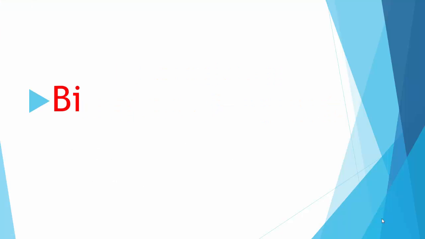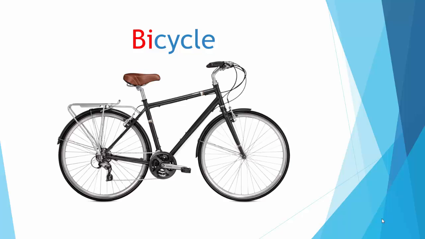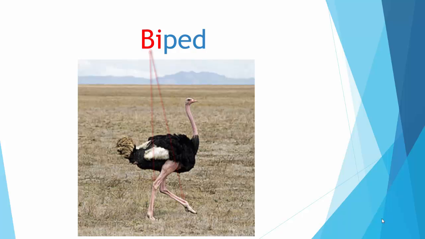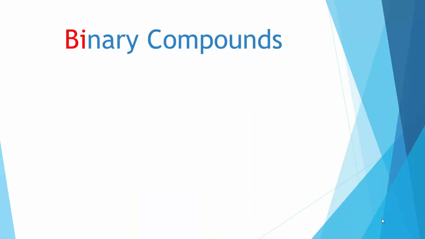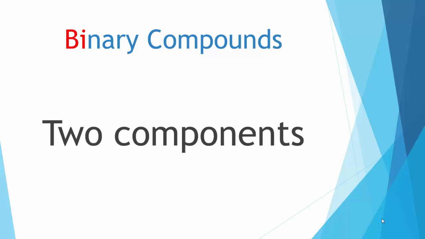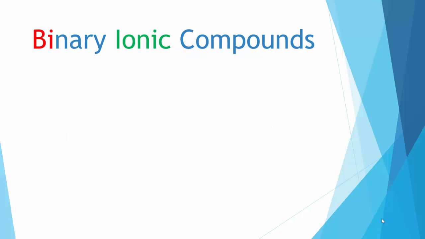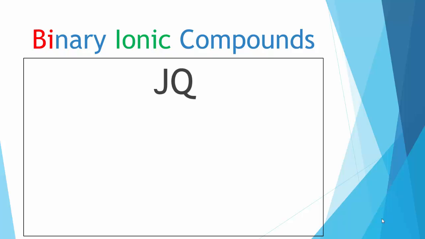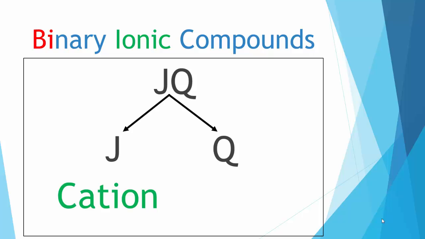So you need to remember that bi means two. You're aware of this because a bicycle has two tires. A biped is an animal with two legs. And so a binary compound is going to have two components. Once again, we're going to be dealing with binary ionic compounds in this video. And so let's take a hypothetical compound, JQ. The two components are J and Q, where J is the cation and Q is the anion.